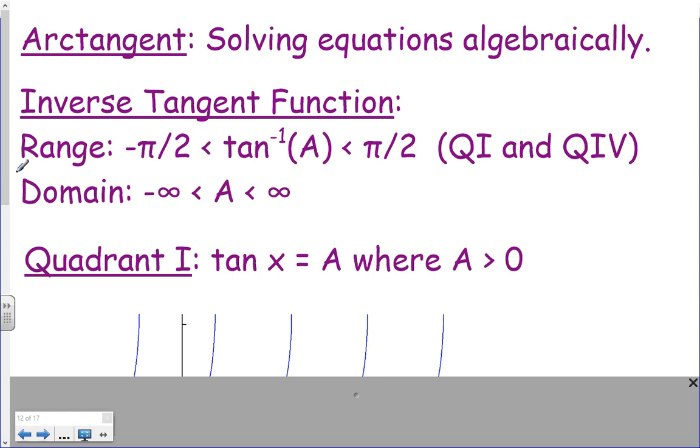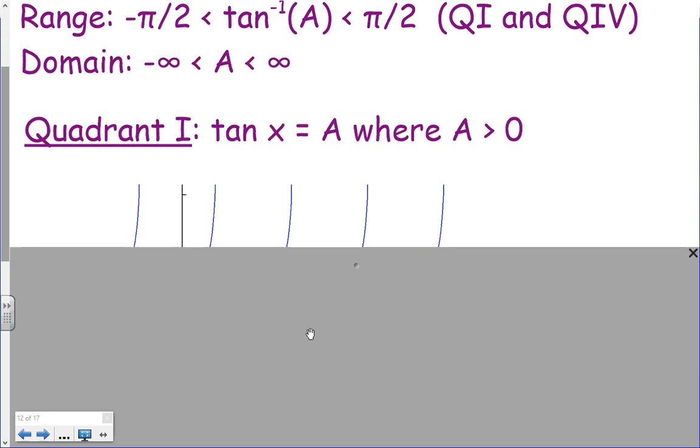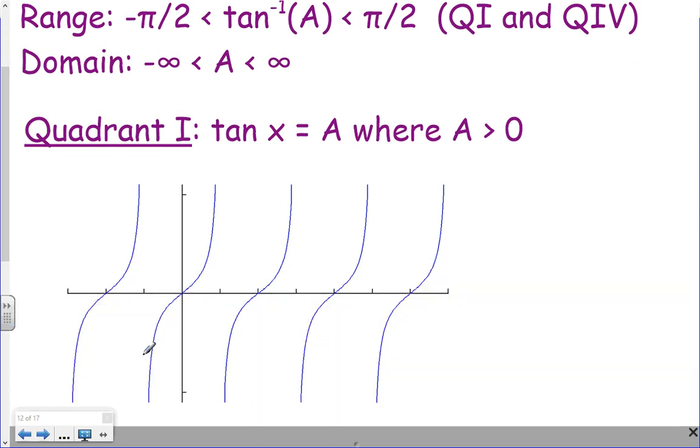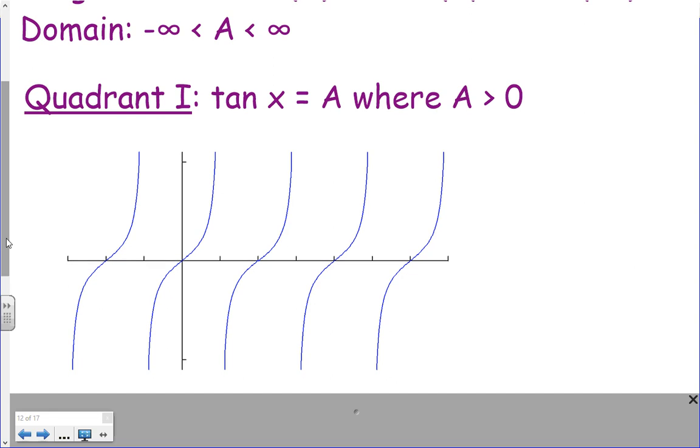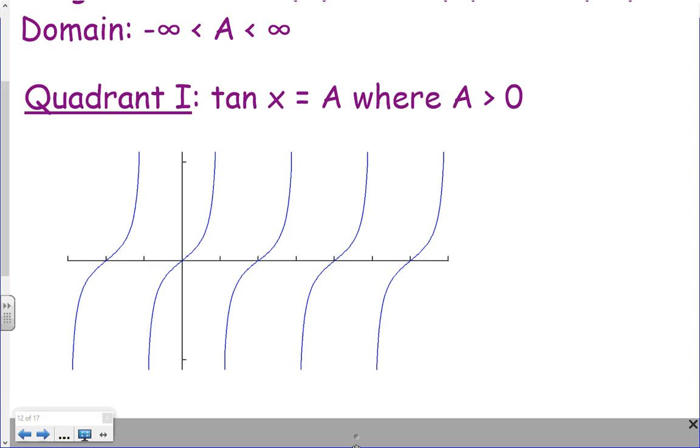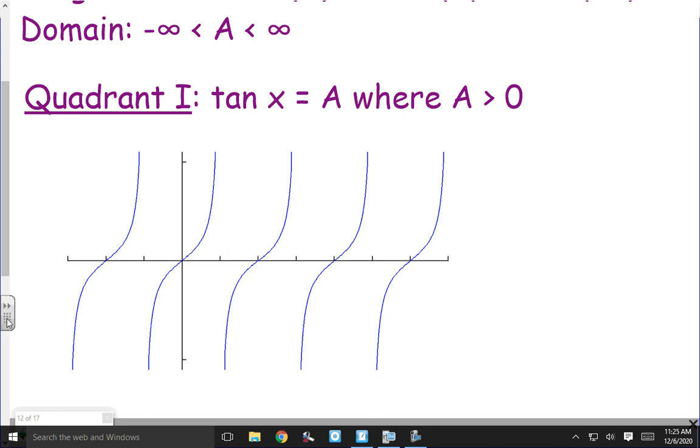The good news for us here is that we really just tackled the first one of those two questions. The example we worked with, we were finding the tangent inverse of a positive number. That means you're in the first quadrant. So it will look very similar to what we just had on the board on the previous slide. But let's go ahead and sketch this.